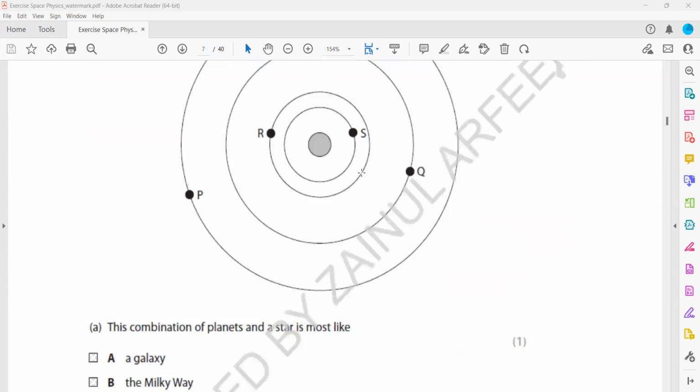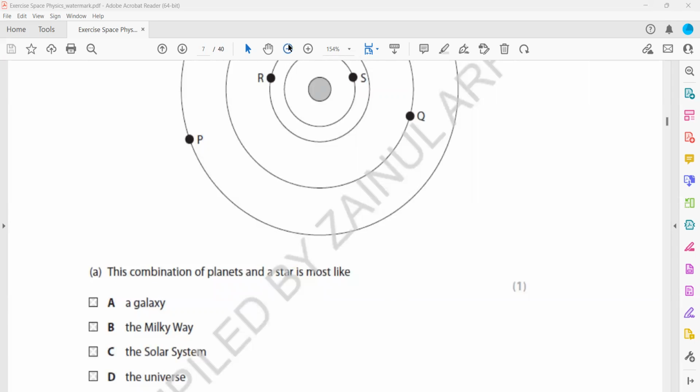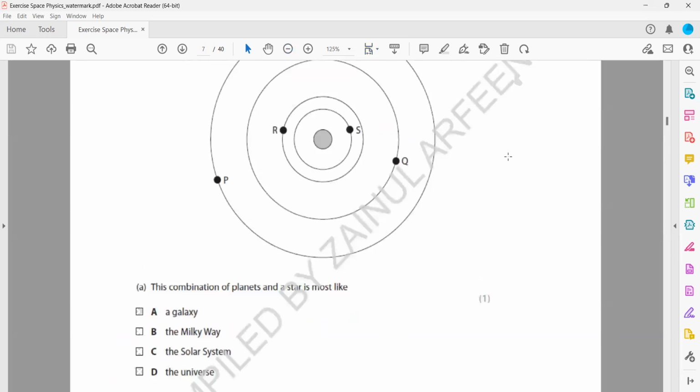As you can see here, this combination of planets and a star is most likely what we call, can you say this? Use screen annotation to take the right answer. What do we call this combination? So this combination is a solar system.